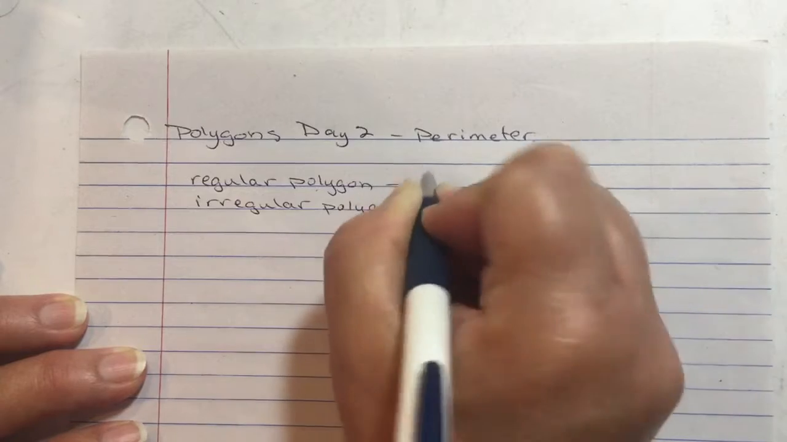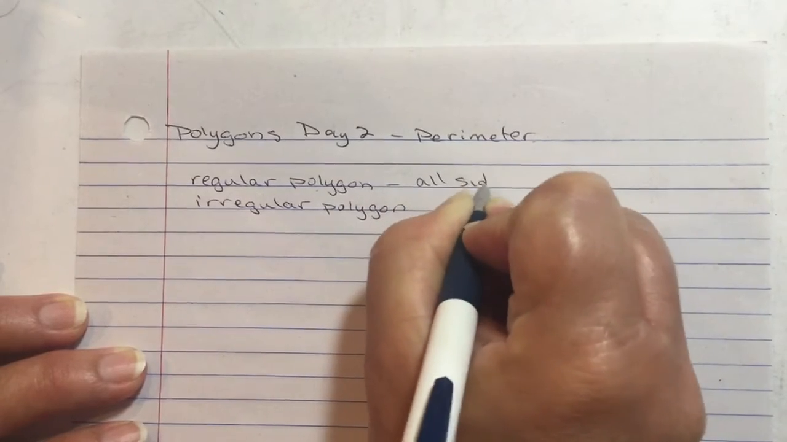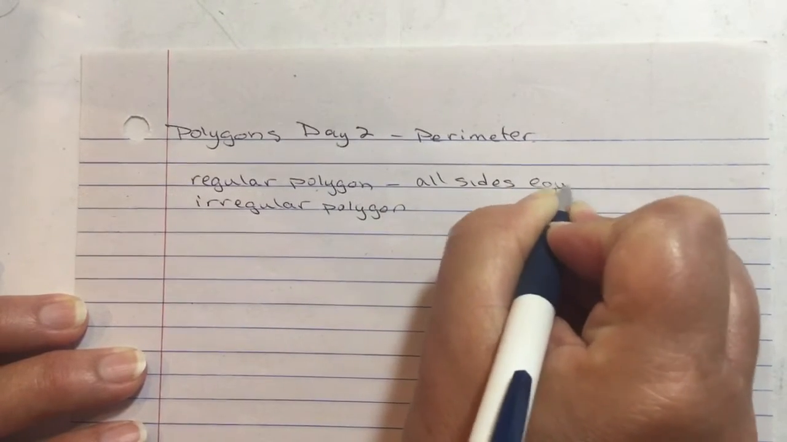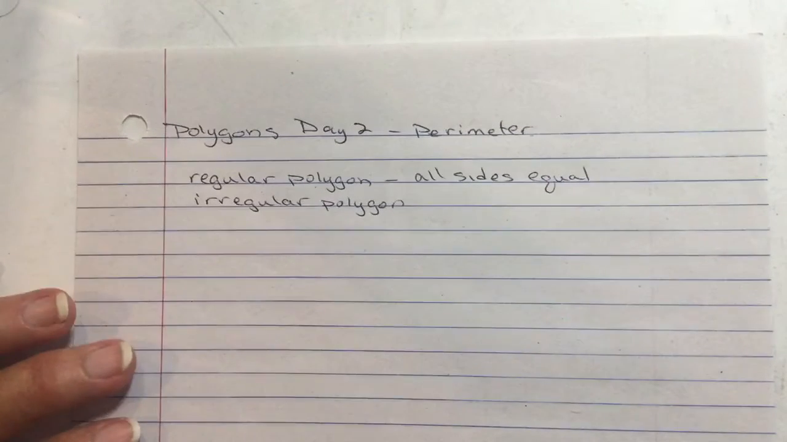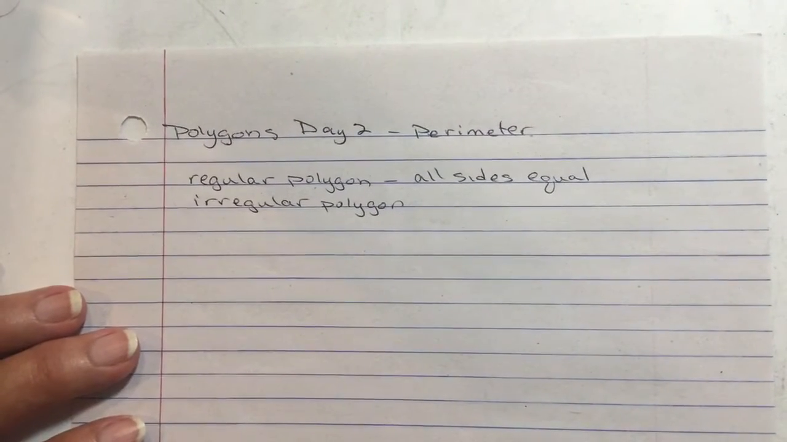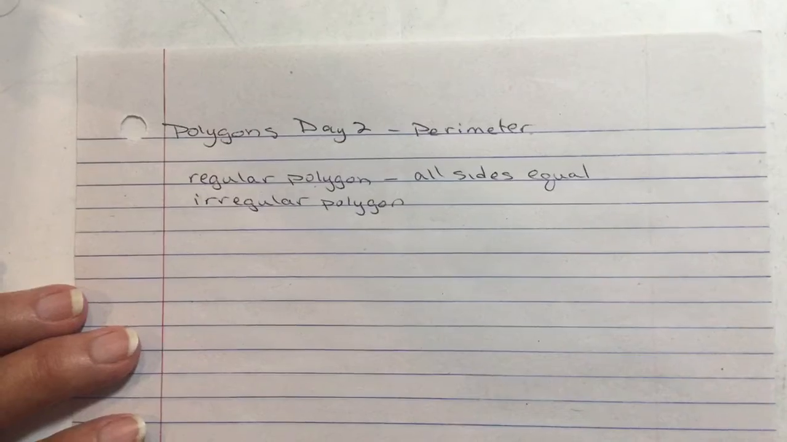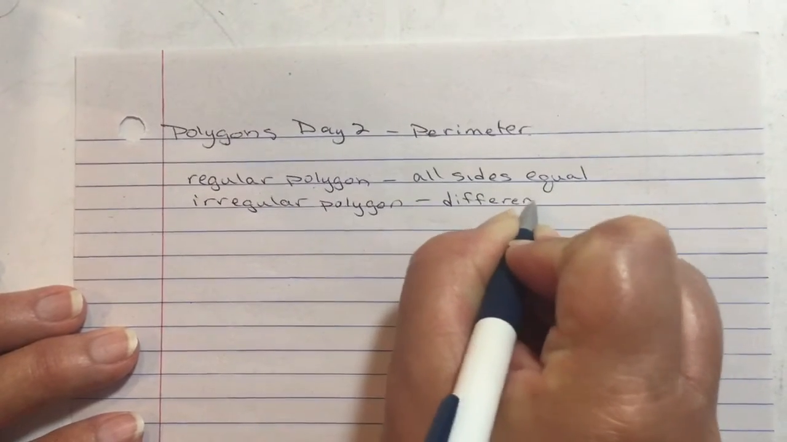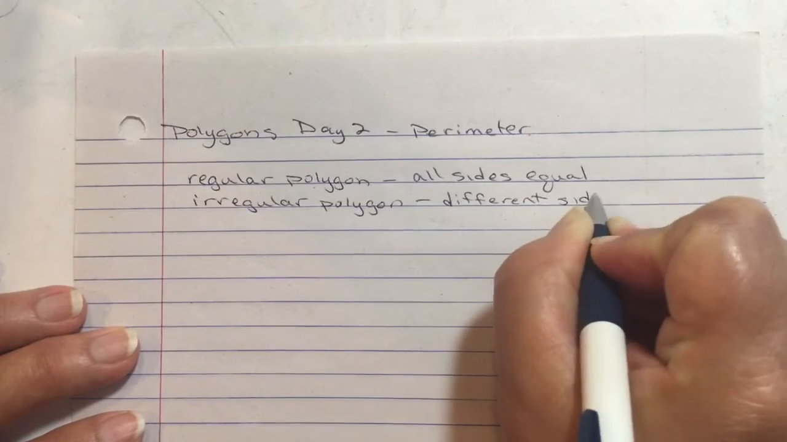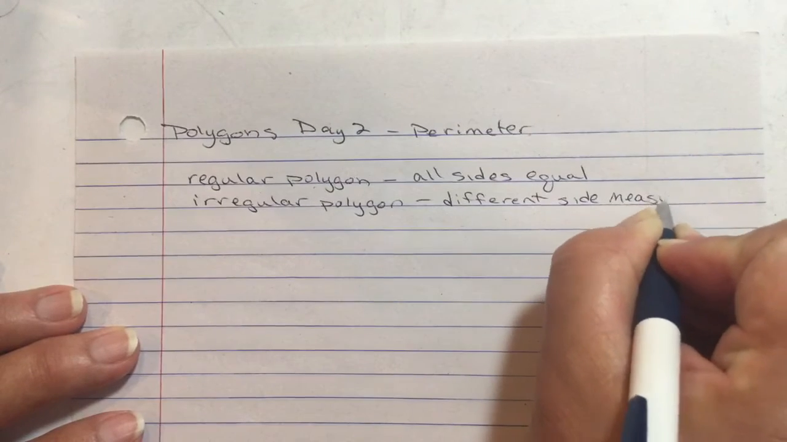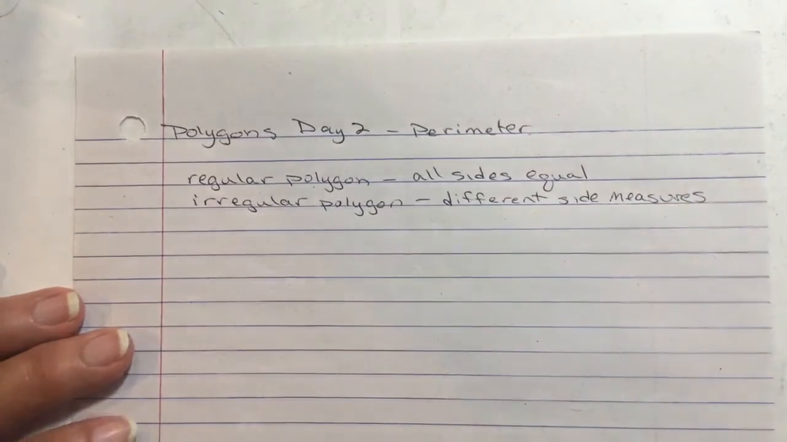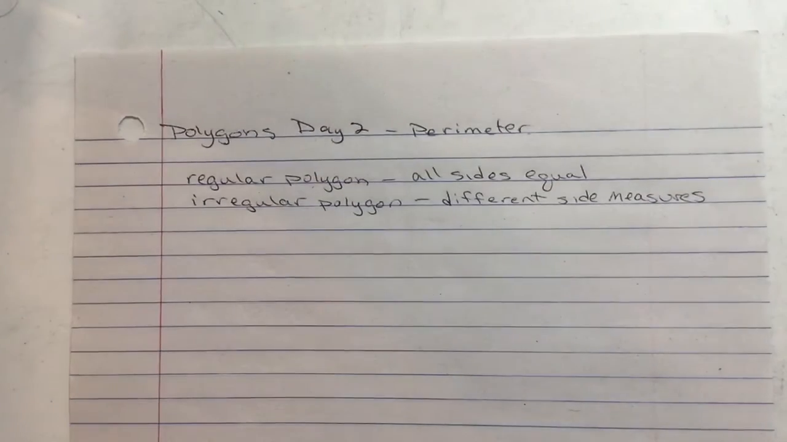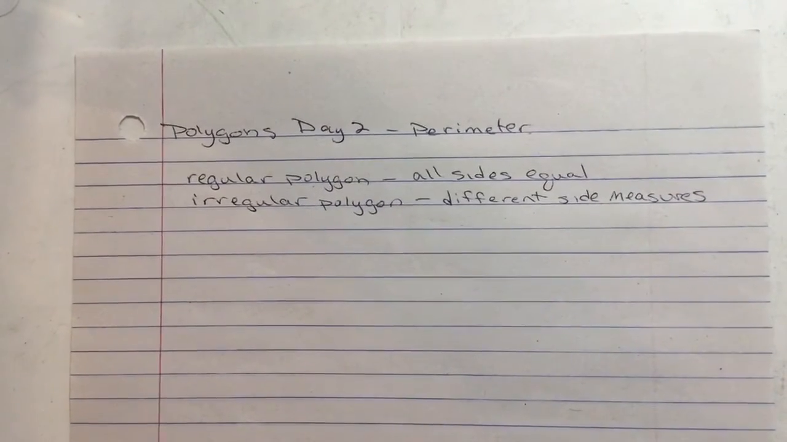A regular polygon has all sides equal. So a regular four-sided would be a square. An irregular polygon can have different sides, like a rectangle or any kind of a crazy shape. So you're still going to add up all the sides today.